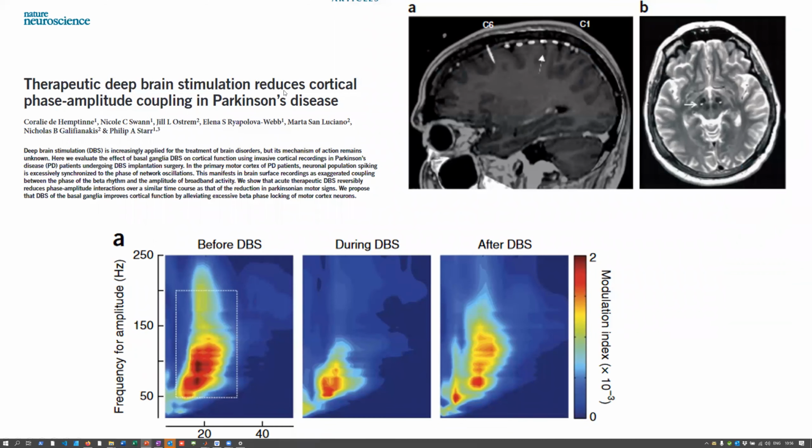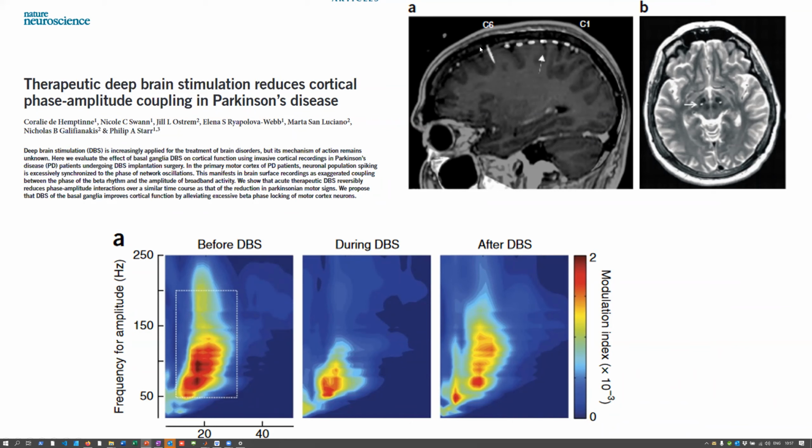Now, local field potentials in the deep structures aren't the only measures of electrophysiological changes in Parkinson's disease. And I'm going to talk a little bit about the cortical side of disease-specific aspects of activity. Philip Starr is a neurosurgeon at UCSF in California, and he has pioneered the use of invasive cortical measures during deep brain stimulation implants.